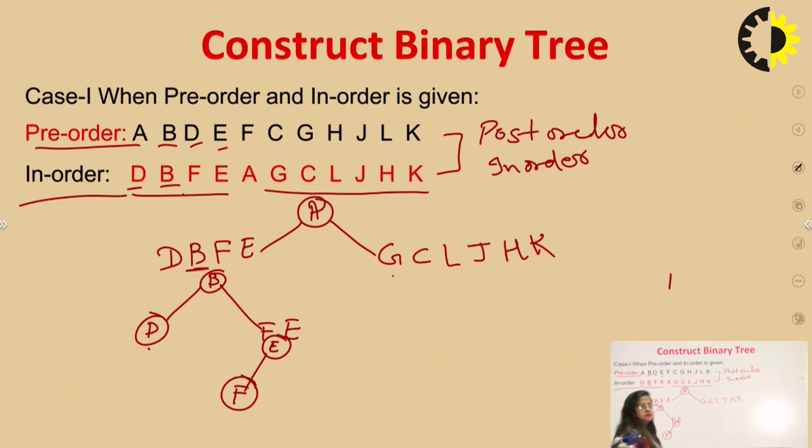Got it? So this part is completed. Now comes to the right side. Now check again the pre-order turns. So according to this, the O node is completed here.